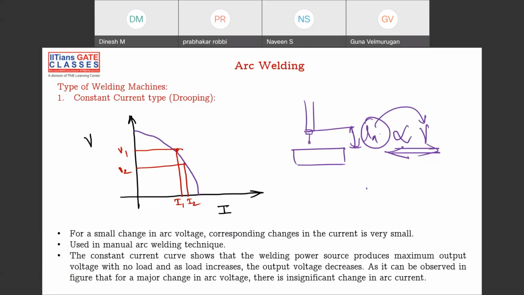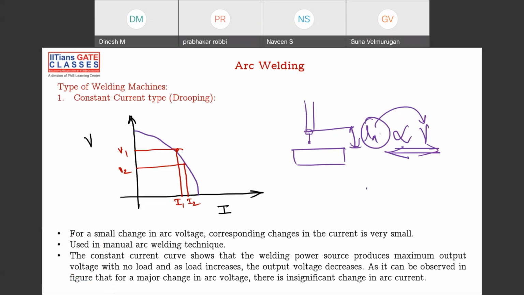Yes. Fine. So that is the reason why we are using this constant current type for manual welding. Why manual? Because we, as humans, are unable to maintain a proper distance. As this L is varying, we also will be fluctuating, and that fluctuation can be absorbed here. It is maintained like this. The machine will take care of it.